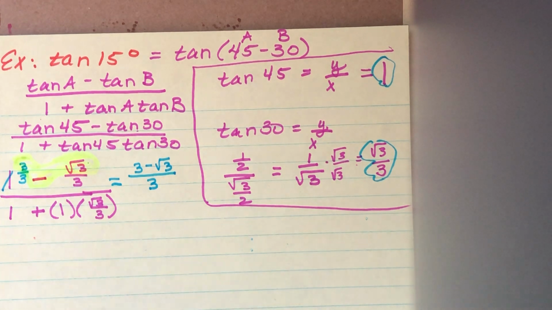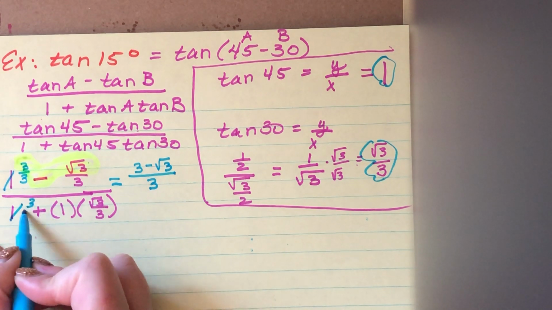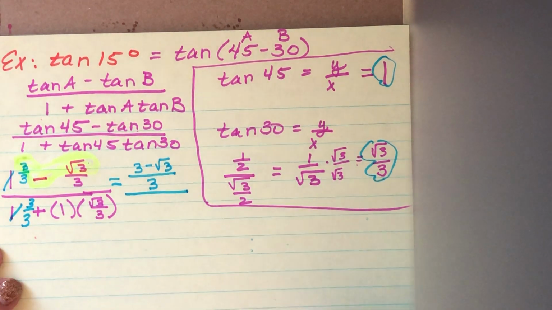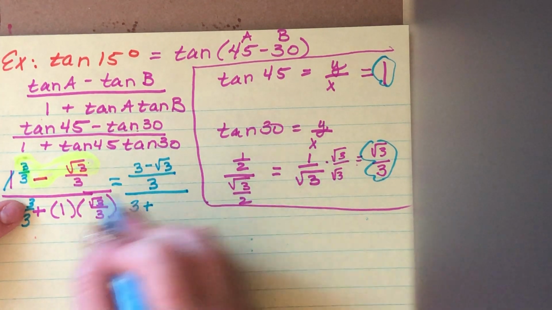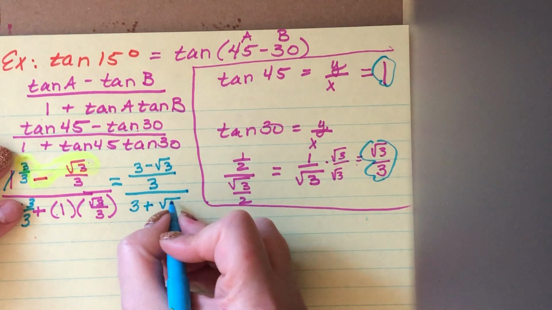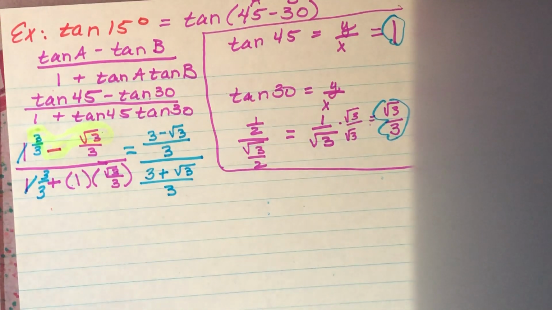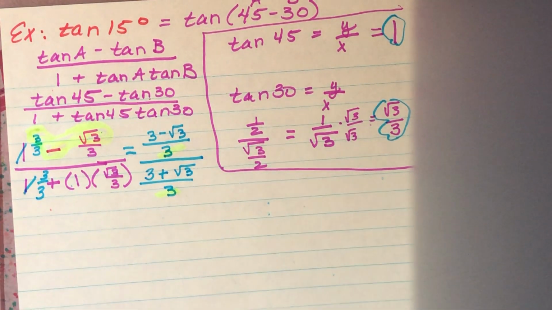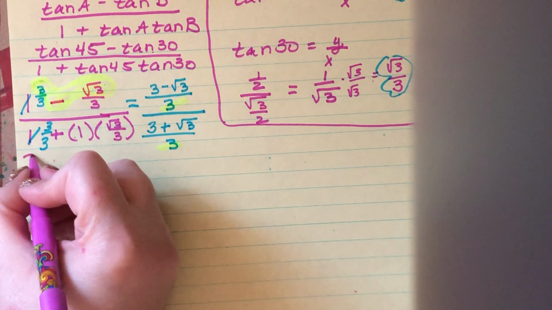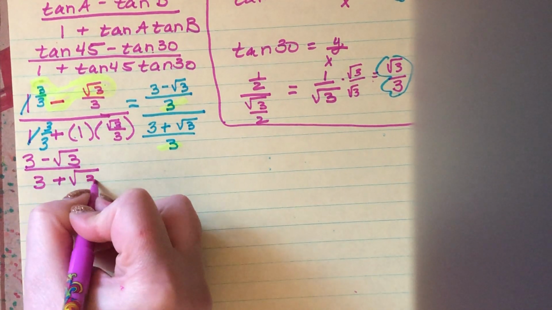Now let's work on this bottom. This plain 1 at the beginning is going to have to be 3 over 3. And it's basically going to turn into the same thing. It's going to say 3 plus 1 times square root of 3, square root of 3, all over that same denominator. Okay, now what happens? The denominators cancel. Hallelujah. And we get 3 minus square root 3 all over 3 plus square root 3.